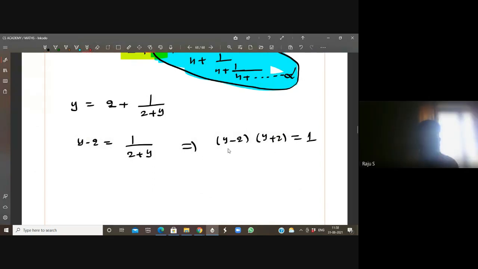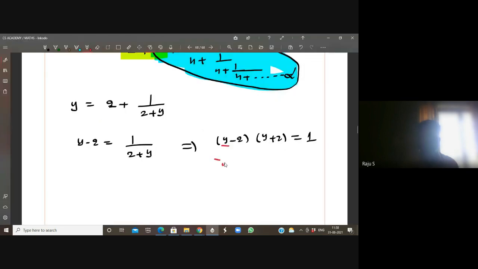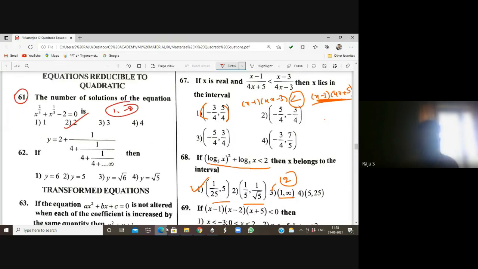Yeah, that's what I'm saying. Even you can do the option verification, as you said, root 5. Root 5 minus 2, root 5 plus 2. Means a plus b into a minus b, so that is a square minus b square. Yes, root 5 satisfies the equation. Other than root 5, is there any other value that satisfies this? Yes, root 5 alone satisfies the given equation.